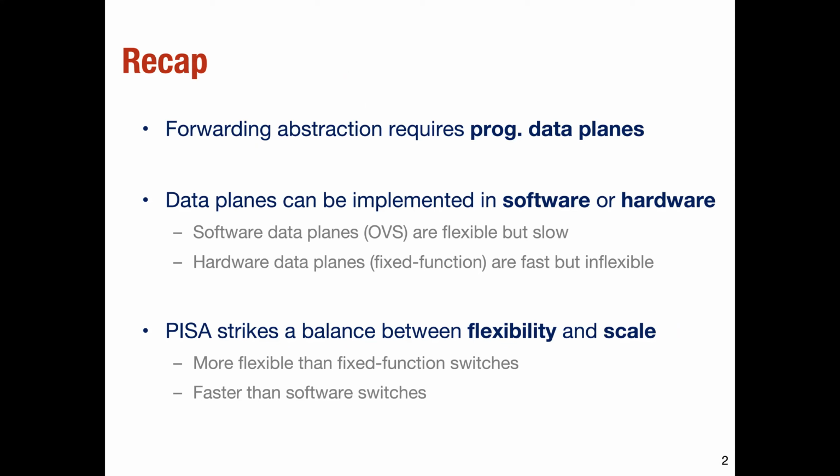And then the more recent generation of hardware target is called PISA. PISA stands for Protocol Independent Switch Architecture. It tries to strike a balance between flexibility and scale, right? So it is relatively more flexible than fixed function switches, and it is faster than software switches in terms of packet processing, but it is not as flexible as a CPU. And speed-wise, with all the recent advances, it is not too much of a compromise, but it is trying to offload some flexibility into the hardware target without slowing the pipeline down, right?